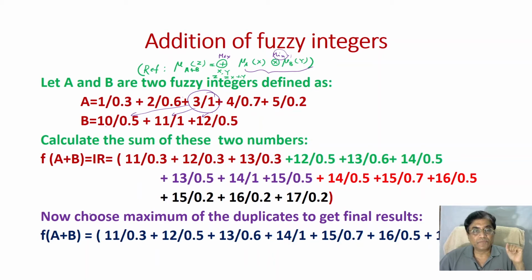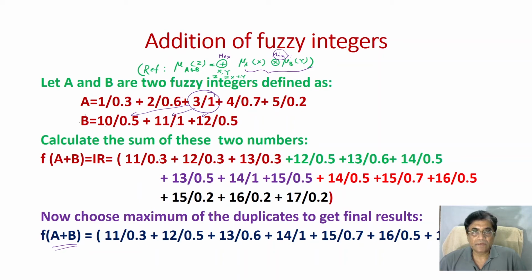Now you have to choose the maximum of the duplicates to get the final result. Duplication is not allowed. So ultimately, what will be the addition between the two fuzzy integers A and B? It will be A plus B. I will have to search now in the set, and all this operation you can do in a computer through a program.